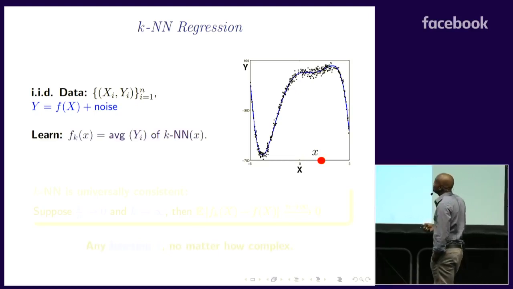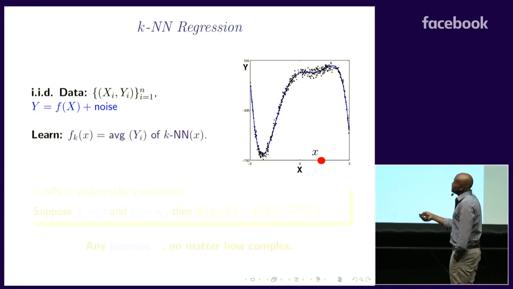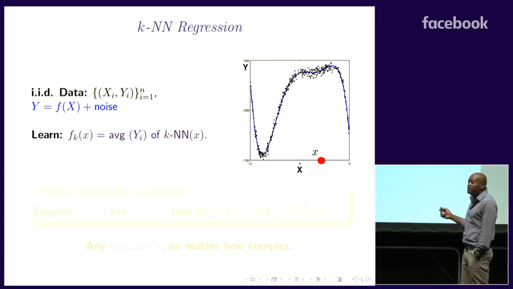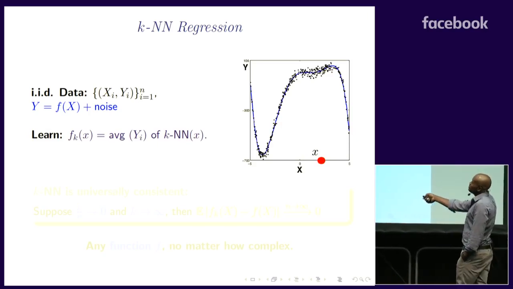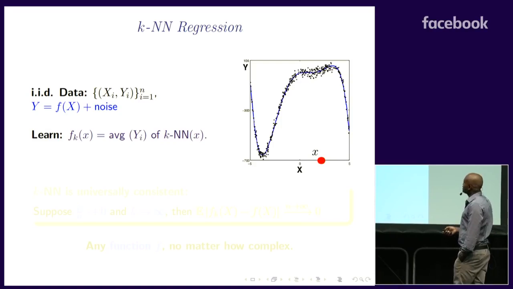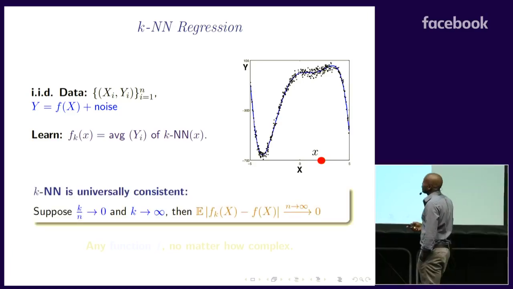So how do you do nearest neighbor regression? I'll define the nearest neighbor regression estimate at a point x as f_k, and f_k is nothing more than the average of the y values of the nearest neighbors of x. So if x is here, I look at the nearest neighbors, and I average the y values and return that as an estimate of f. So that's a simple nearest neighbor regression.